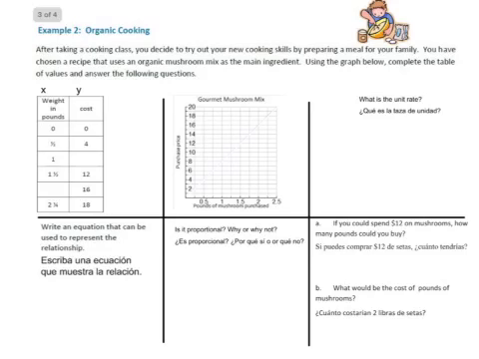Okay, so example 2 says, organic cooking. After taking a cooking class, you decide to try out your new cooking skills by preparing a meal for your family. You have chosen a recipe that uses an organic mushroom mix as the main ingredient. Using the graph below, complete the table of values and answer the following questions.